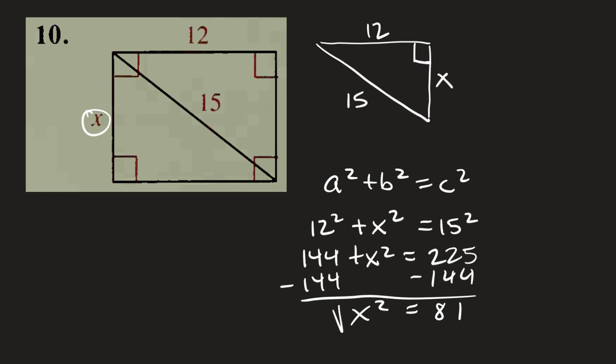I have to take the square root of x squared, which is x, the square root of 81, which is 9. And that is the answer, 9.